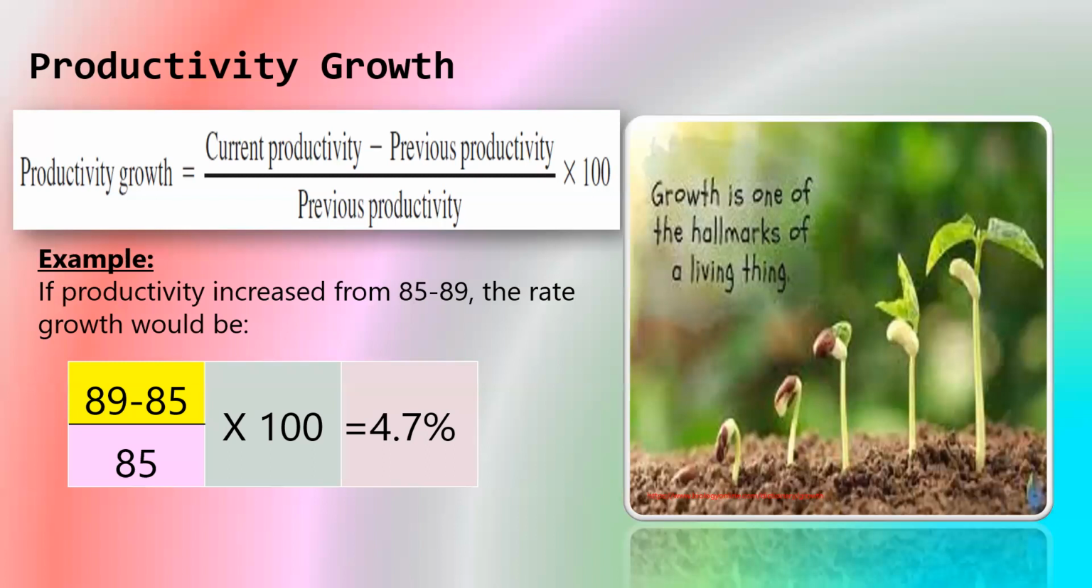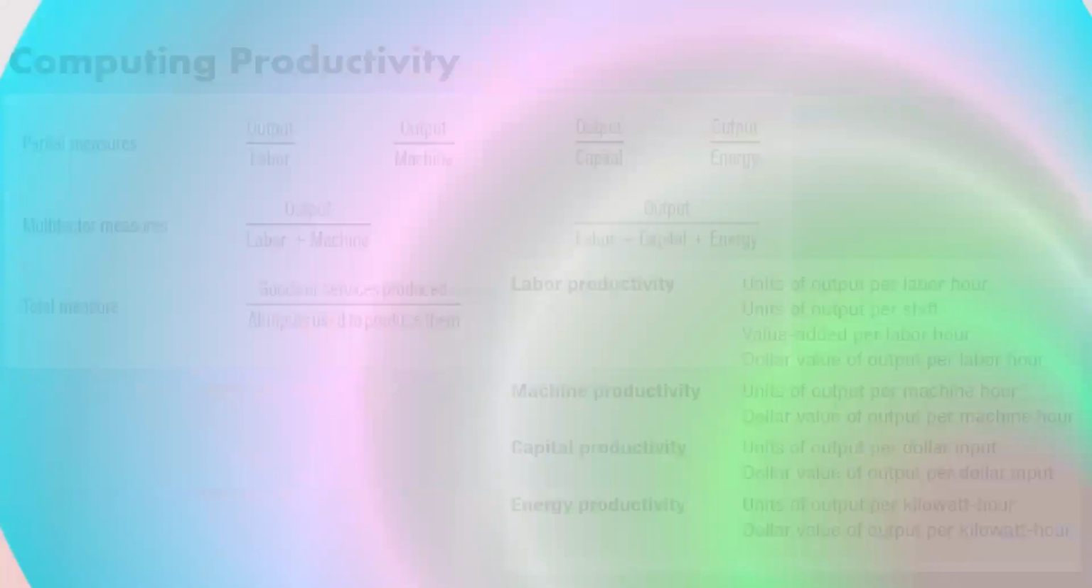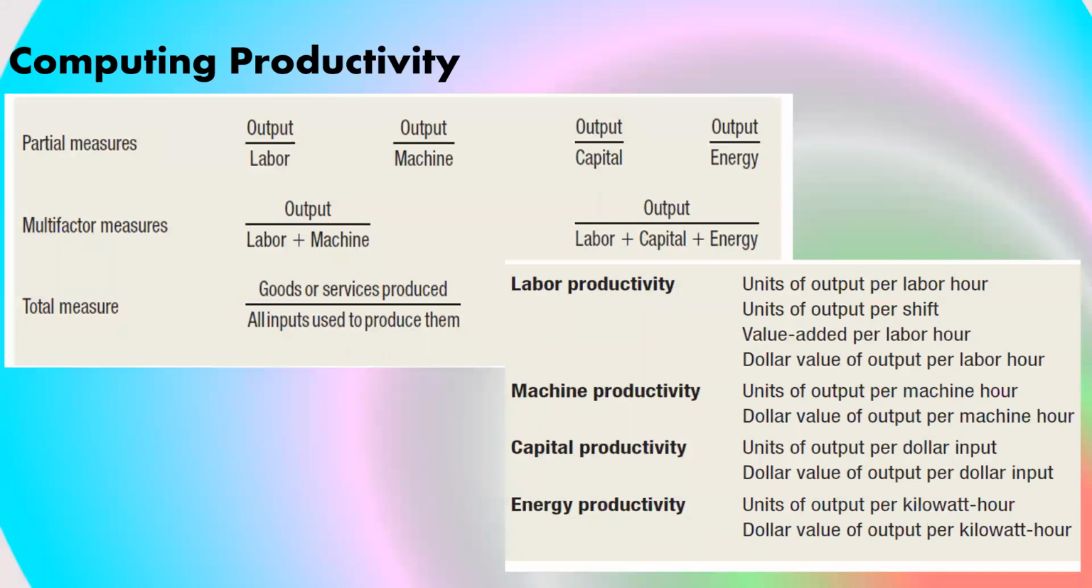So the next is computing productivity. Actually, there are a lot of computations in productivity. It depends on what type of productivity. So for simple, you just have output divided by the input. So the output may be in the terms of service or product. So the input may be in the terms of labor, machine, capital, or energy.